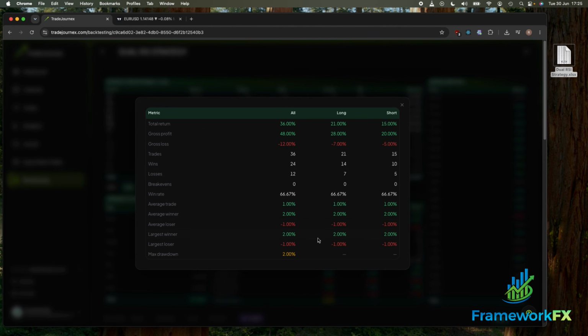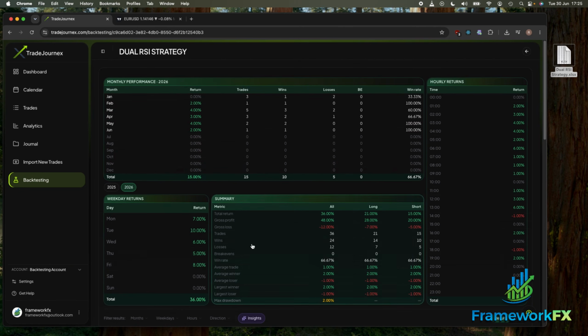And what, for me personally, I always look for when I'm backtesting something is the max drawdown, which, as you can see down here, is just 2% drawdown. Again, that's really solid, and I would be really, really happy with that. Let's take a look around a little bit.